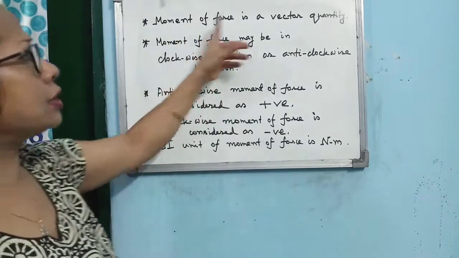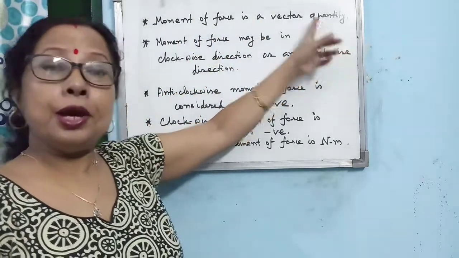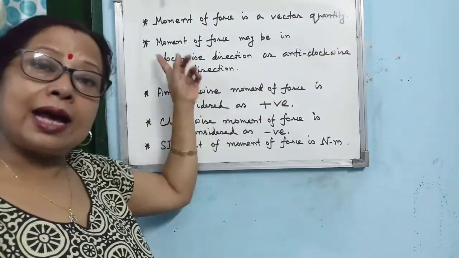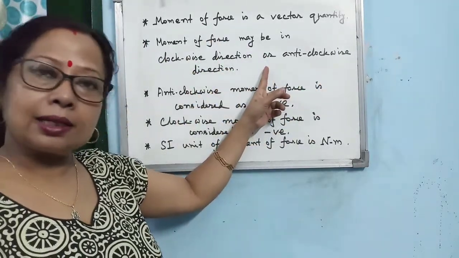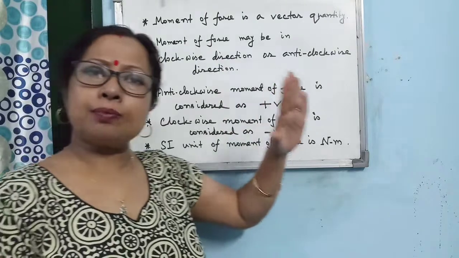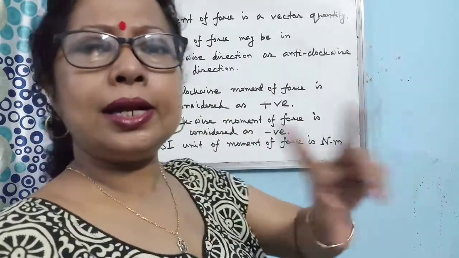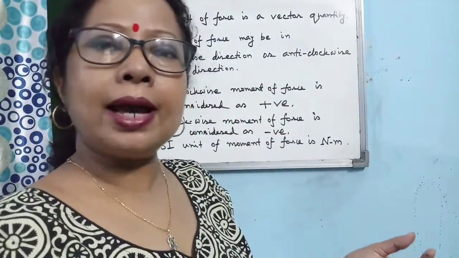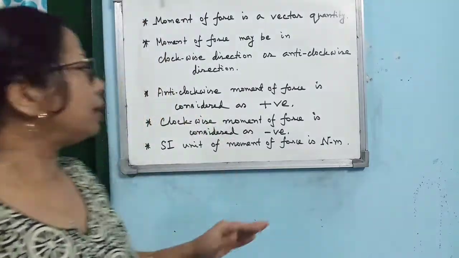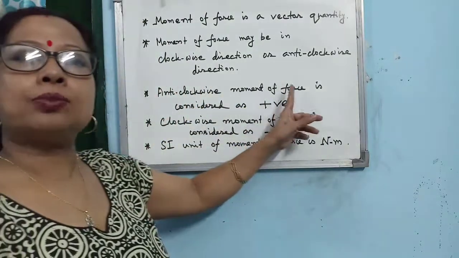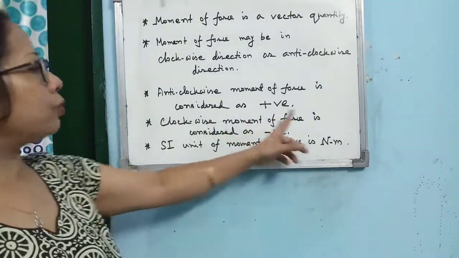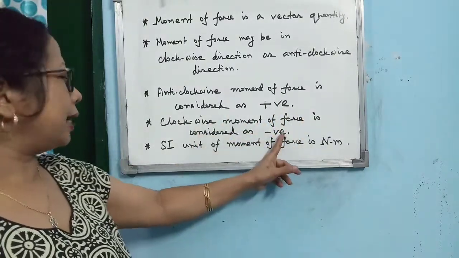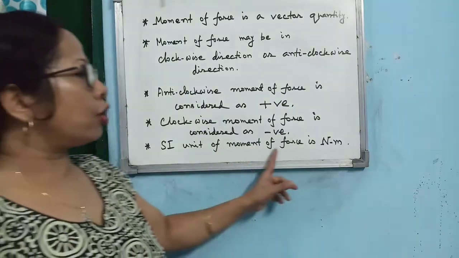That moment of force is a vector quantity. Moment of force may have the anti-clockwise direction or clockwise direction. Is that clear? Unlike the force, it may not have any direction, only two directions, either anti-clockwise or clockwise. Another point, that anti-clockwise moment of force, we consider it as positive, and clockwise moment of force is considered as negative. And SI unit of moment of force is Newton meter.